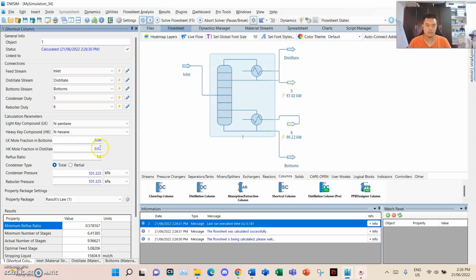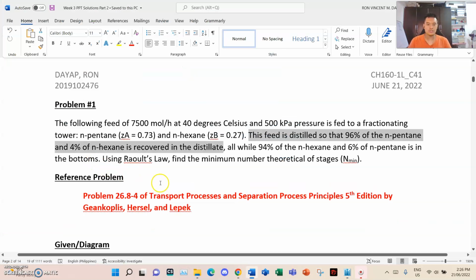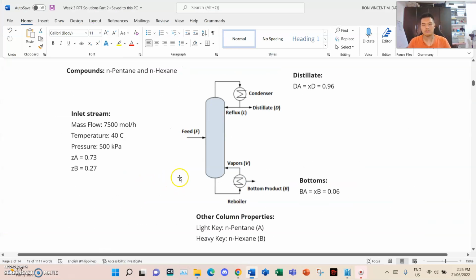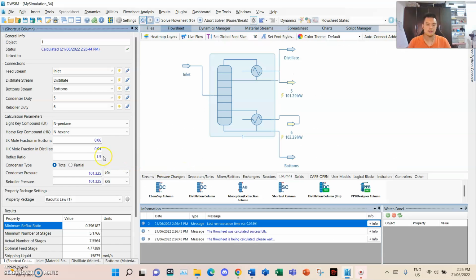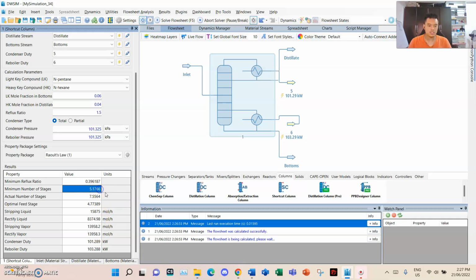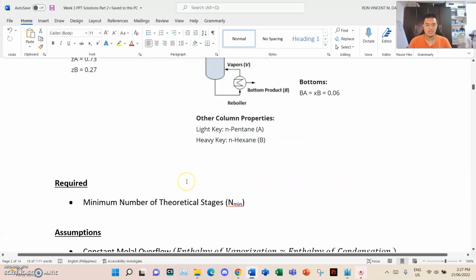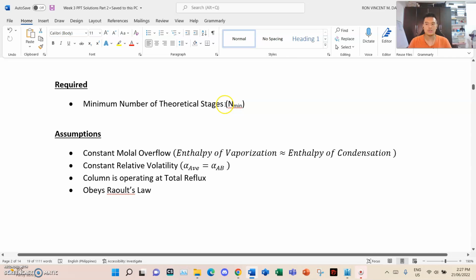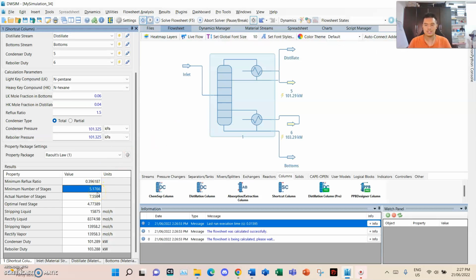or 0.04. And there's no specification about the reflux ratio, so we'll put it as normal, 1.5. Then the condenser type is total, condenser pressure, the boiler, and this is the result. So according to DWSIM, the minimum number of stages is 5.1766. So that's the answer in terms of DWSIM, 5.1766.